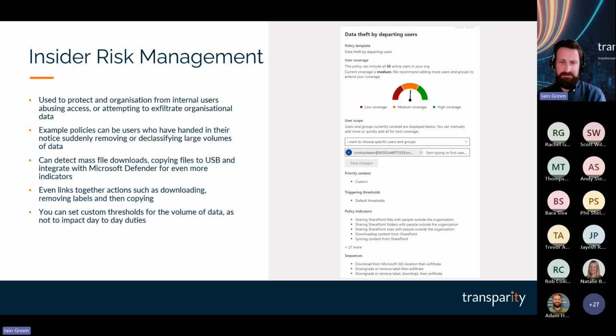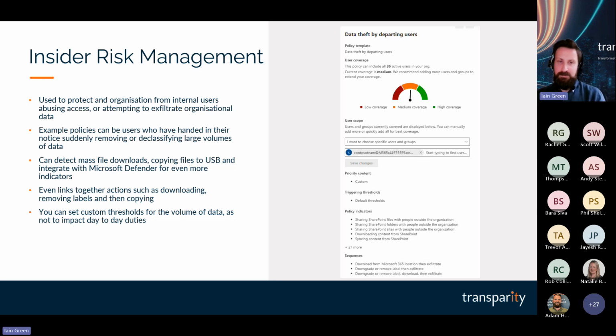But it can get a bit smarter with connectors into HR systems, where you can say, well, if someone's handed their notice in, then you can target them with slightly lower thresholds. So it gets very clever as to how you can target people. It's really there to protect all that sensitive information being removed, rather than being shared over the internet. It's really the internal focus.